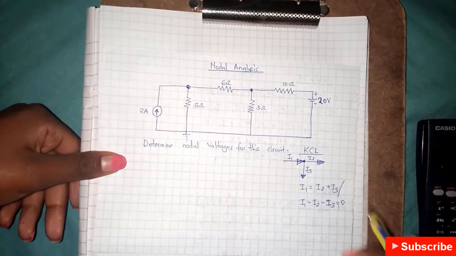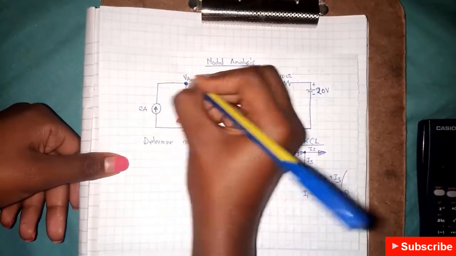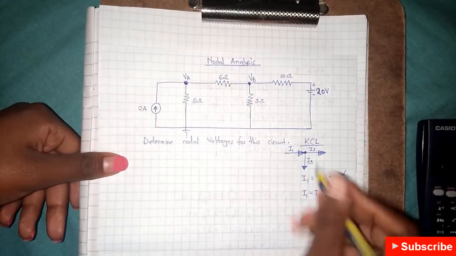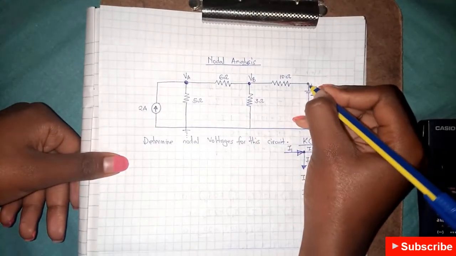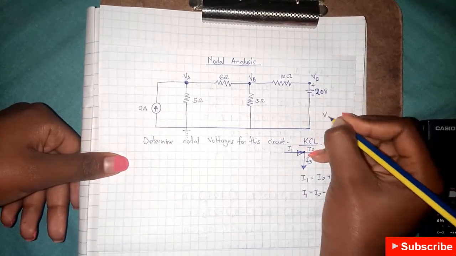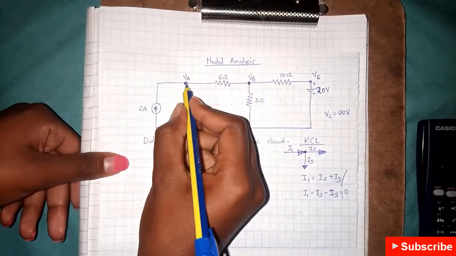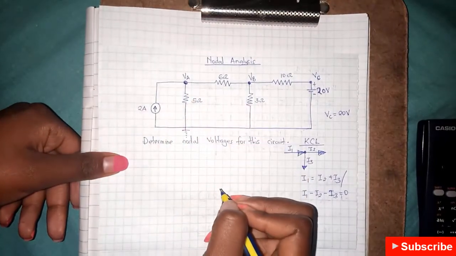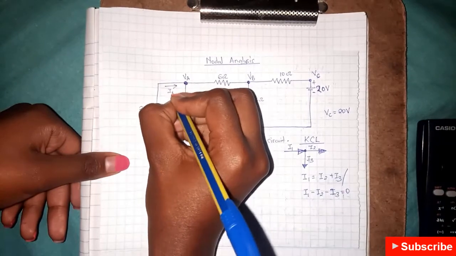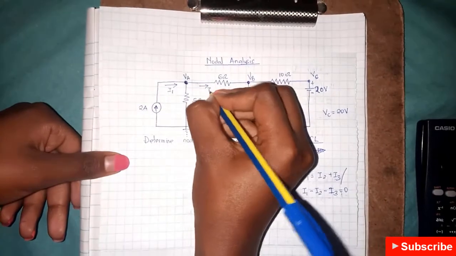question. So first we identify our nodes. So we have this node, let's call it VA. We have this node VB, and also, well, you can say we have this node as VC, but already we know VC is 20 volts. Okay, so in order for us to find VA, we can have currents. So we can have this as current I1, then this as current I2.